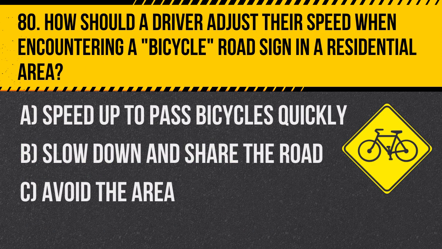Question 80. How should a driver adjust their speed when encountering a bicycle road sign in a residential area? A. Speed up to pass bicycles quickly. B. Slow down and share the road. C. Avoid the area. Answer: B. Slow down and share the road. Respecting bicyclists' space ensures safety for all road users.